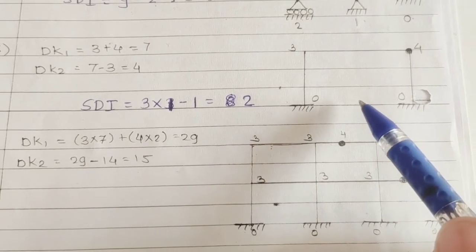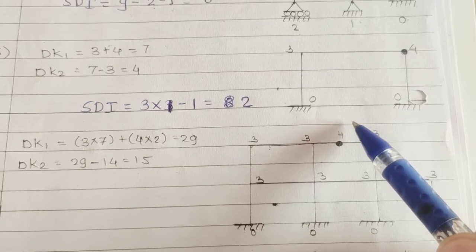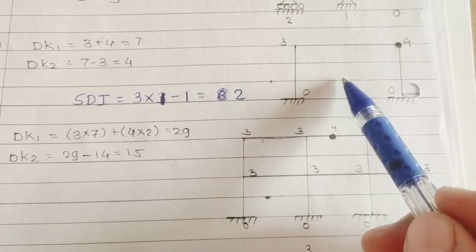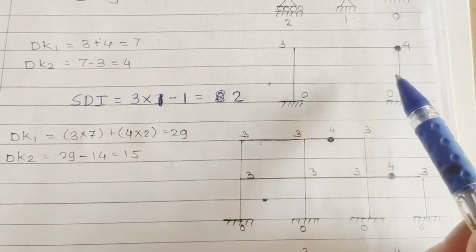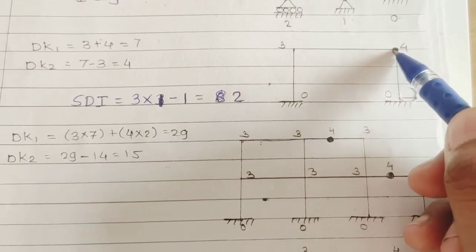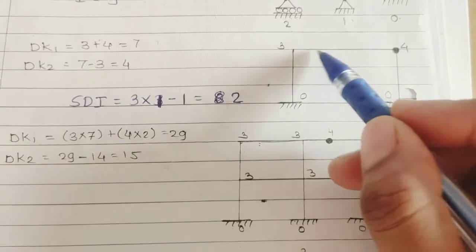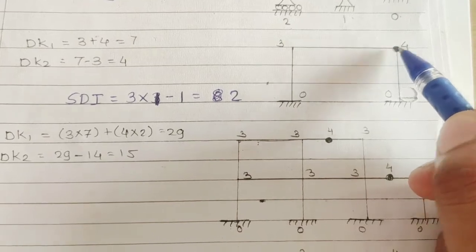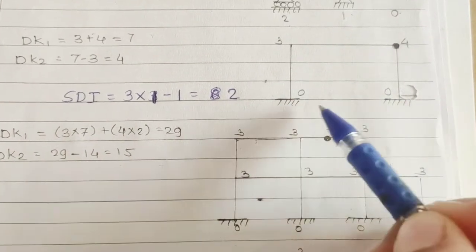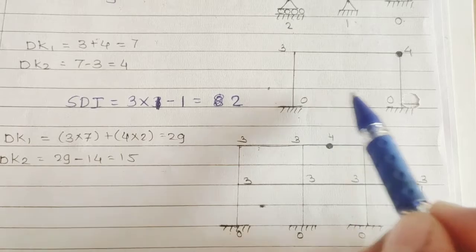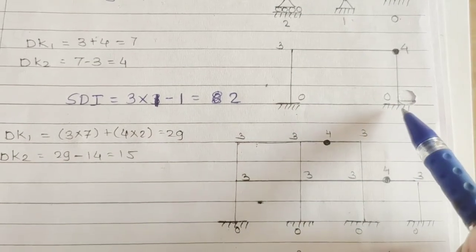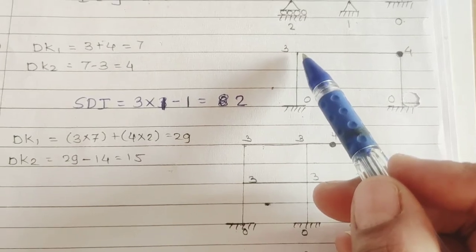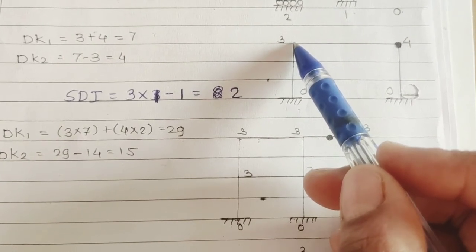Then here is the fifth example. In this example, a single story, single bay portal frame is given, and here a hinge is provided at the junction of the vertical and horizontal member, and the supports are fixed supports. Means for this fixed support, again, the degree of freedom is equal to 0, and you have to count the degree of freedom for the rigid joints.